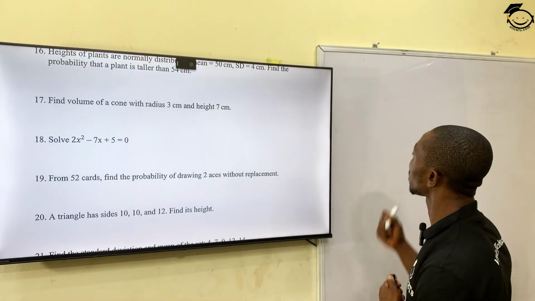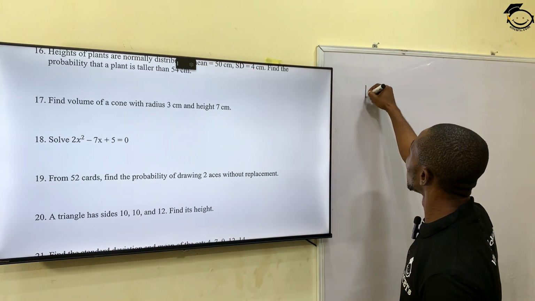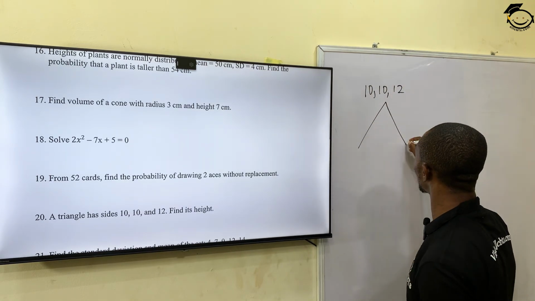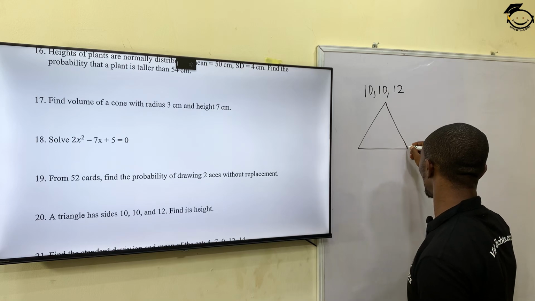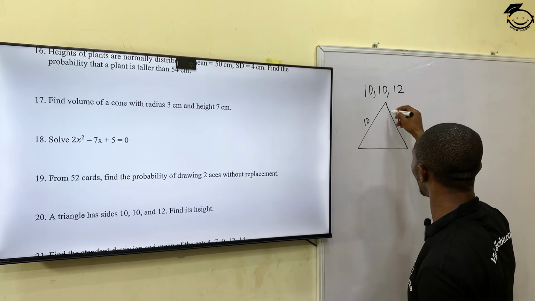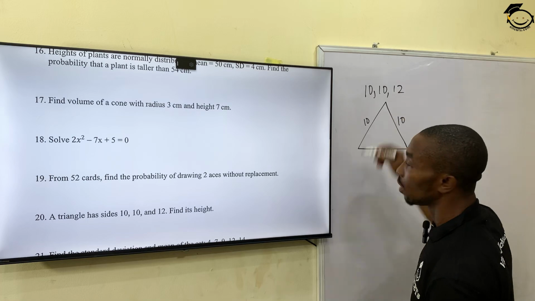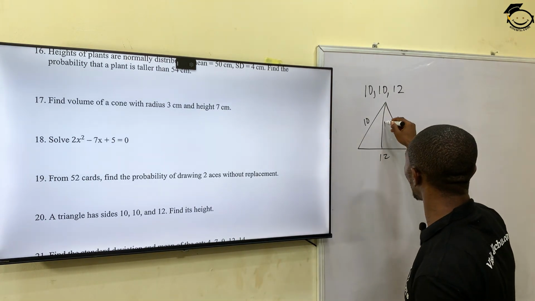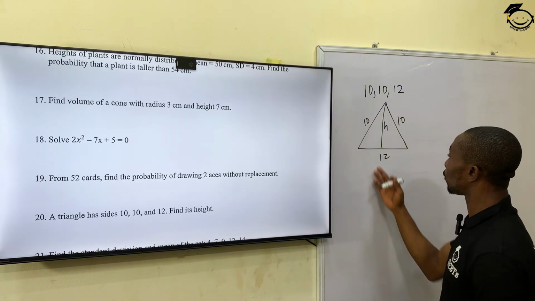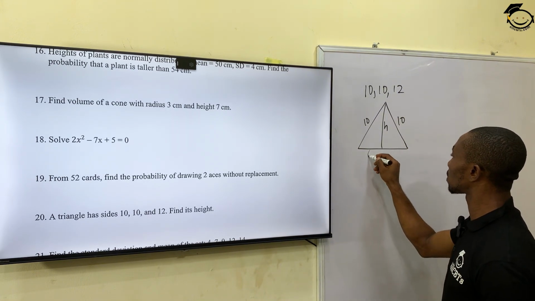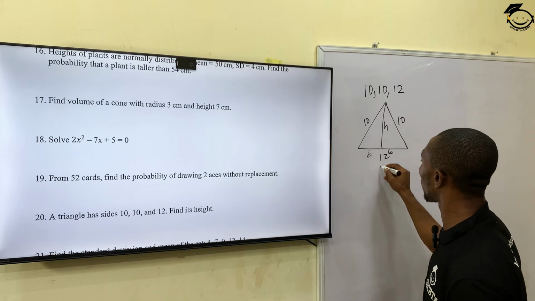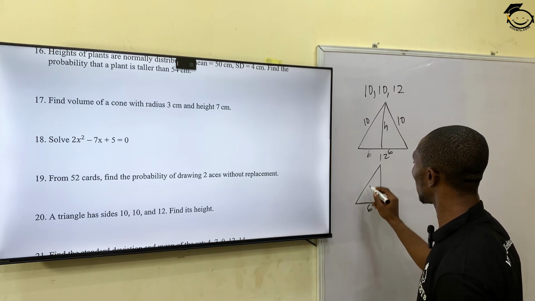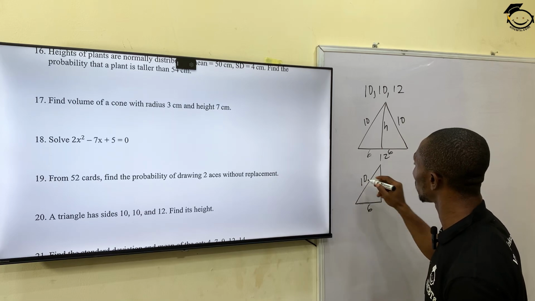A triangle has sides 10, 10, and 12. So let's represent it this way as an isosceles triangle since two sides are 10 and the base is 12. Now it says find its height. So we are looking for the height, h, of this triangle. Now if we divide the base as 6 and 6, we are going to have a right angle triangle this way with base 6 and hypotenuse 10.